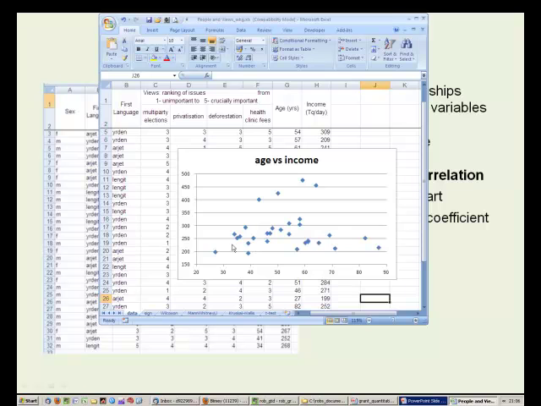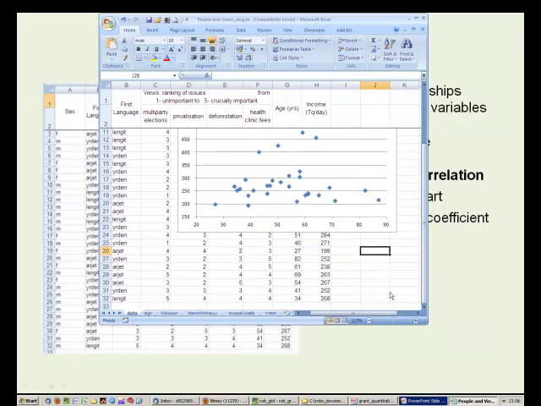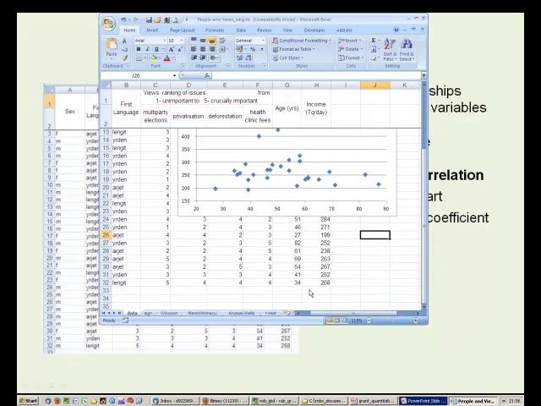It could be there's a slight suggestion that as age goes up, income's increasing, but it's hard to tell visually. So the other thing we can use to complement a scatter graph is to calculate a coefficient. For scale variables, the most commonly used one is actually Spearman's correlation coefficient. I'm not going to go into the formula for Spearman's correlation coefficient. You'll find it in all the textbooks and readings and so on. But it's very easy to calculate in Excel.